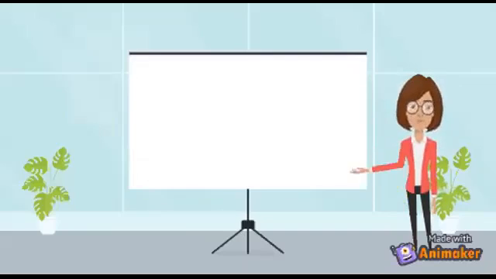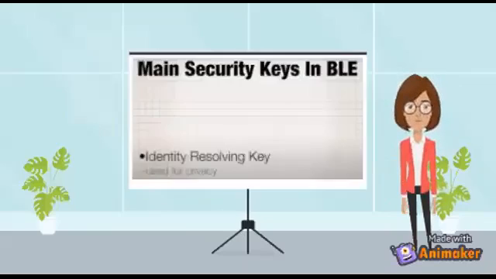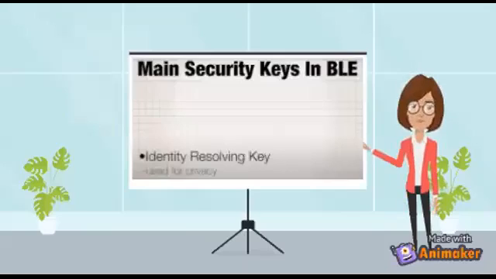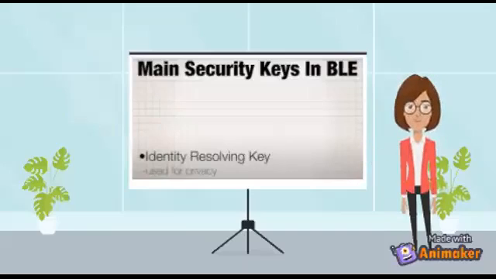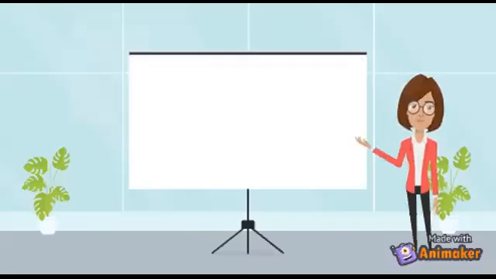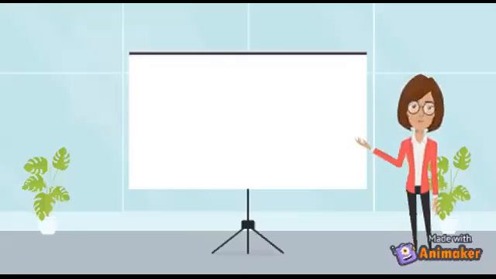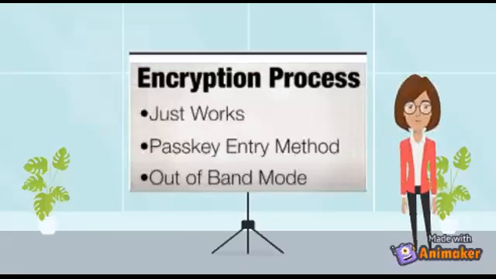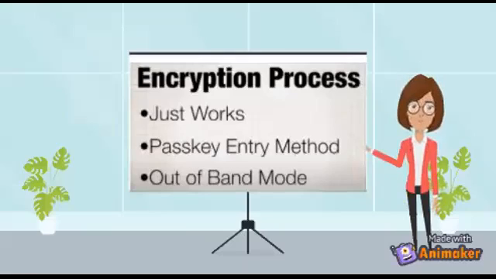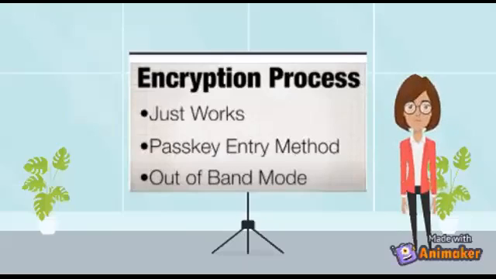The identity resolving key is used for privacy and allows Bluetooth Low Energy to use what looks like a random address to an eavesdropper, to hide who is talking to whom. And then, there is the connection signature key, which is used in authentication. An encryption process is kind of like a chain, and encryption is only as strong as the weakest link. The temporary key is a major difference between Bluetooth Low Energy 4.1 and 4.2.